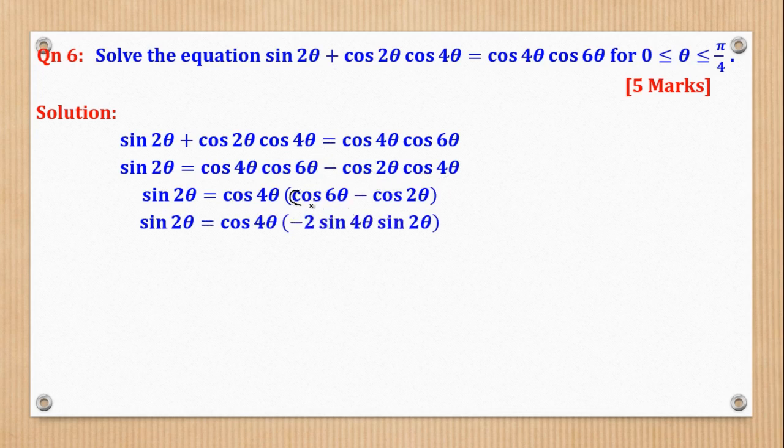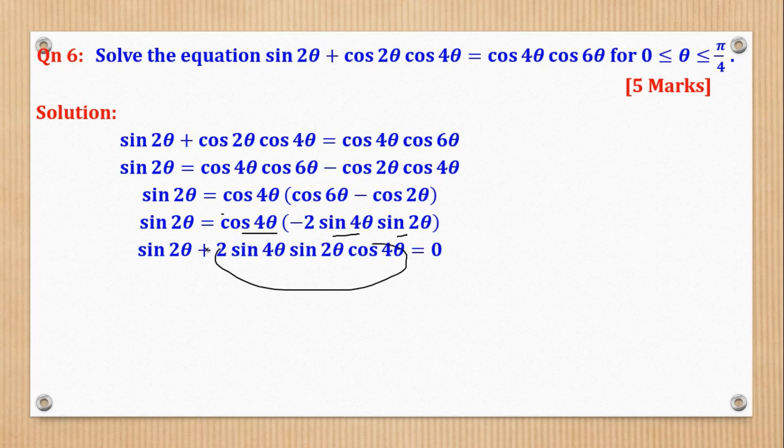Then this one, using factor formula, I'll come up with negative 2 sine this plus this over 2 to give you 4 theta, and also sine this minus this over 2 to give you 2 theta. Then take everything the other side to come up, take the whole of this, because this is now negative 2 sine 4 theta, sine 2 theta, cos 4 theta. Take this side to become positive.